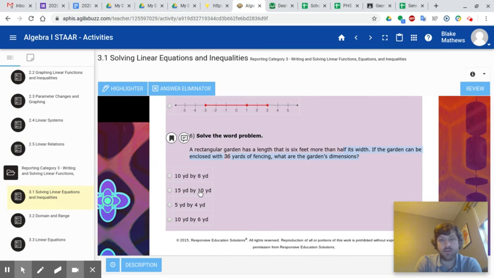10 divided by 2 is 5. 5 plus 6 is 11, so that one doesn't work. That one's eliminated. 4 divided by 2 is 2 plus 6 is 8. That doesn't work. And then lastly, half of 6 is 3 plus 6 is 9. So that one doesn't work either. So actually the only one, without even doing anything more than just looking at this information right here, we know that this answer is the correct one.